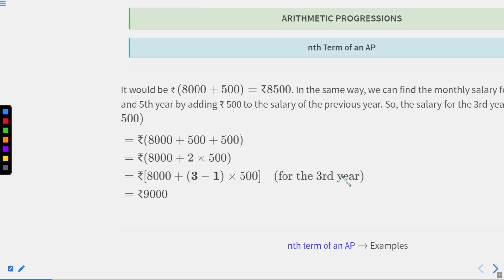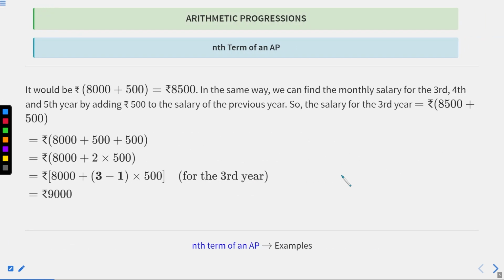It would be 8000 plus 500, which is equal to 8500. So in the second year, her salary would be 8000 plus 500, that is 8500. In the same way, we can find the monthly salary for the third, fourth and fifth year by adding 500 to the salary of the previous year.